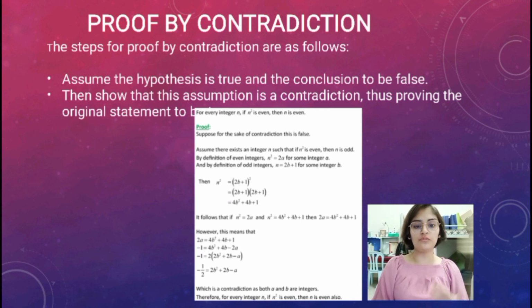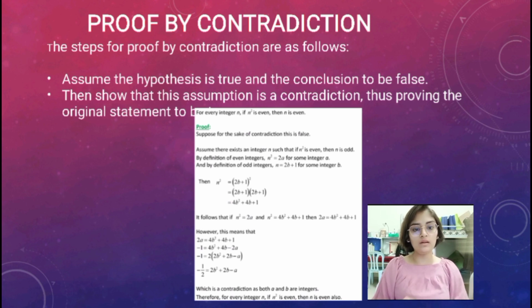Like contraposition, we will assume that the statement if P then Q is false. In other words, the negation of P leads to a contradiction, because if the negation of P is false, then P must be true. The steps for proof by contradiction are: assume the hypothesis is true and the conclusion is false. Then show that this assumption contradicts the original statement being true.